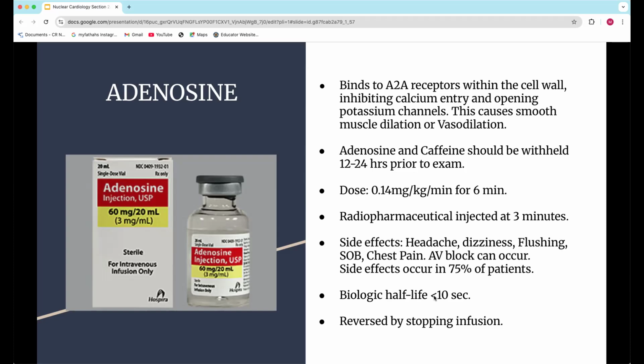You'll notice here I listed that the biologic half-life is less than 10 seconds. So that 10 seconds is the easiest way to reverse this. If your patient is having an issue and suddenly they get chest pain or anything like that, we can reverse it by simply stopping the injection, right? If your patient goes into an issue, EKG suddenly shows there's ST elevation or something's going on, it's easy. Just turn it off. It will resolve on its own. Okay, so that's adenosine.